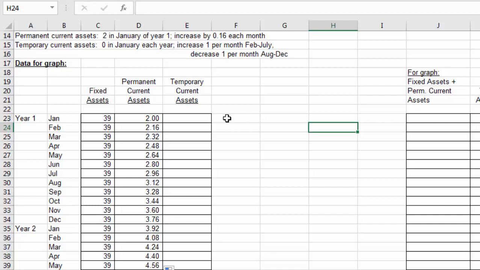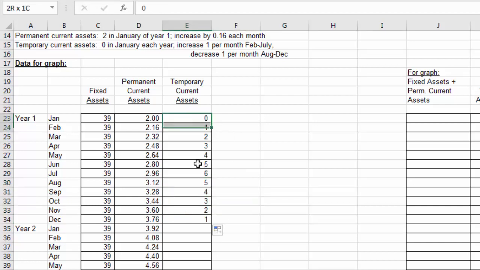Okay, so that's done. Temporary current assets followed the same pattern each year, starting at 0 in January. So we can enter that. Then each year increased by 1 monthly until July, and reduced by 1 monthly until they reach 0 again in January the next year. So how do we set that up? We'll start with that plus 1, and then we're only going to run that through July. And then in the subsequent period, I'm going to take the previous value and subtract 1 again. And I'm going to carry that all the way to December.